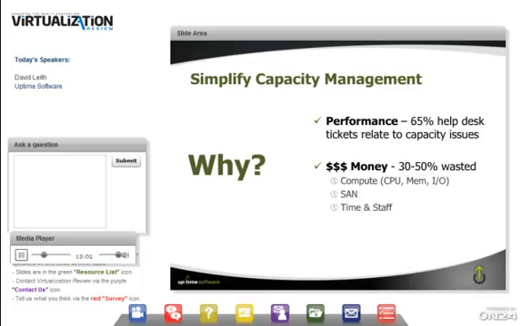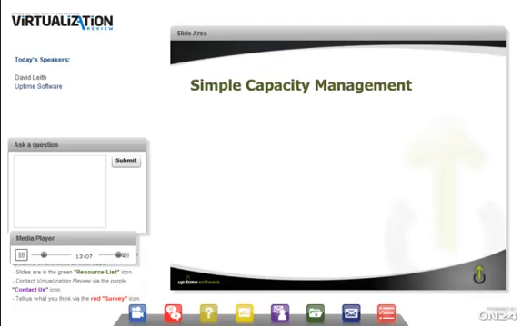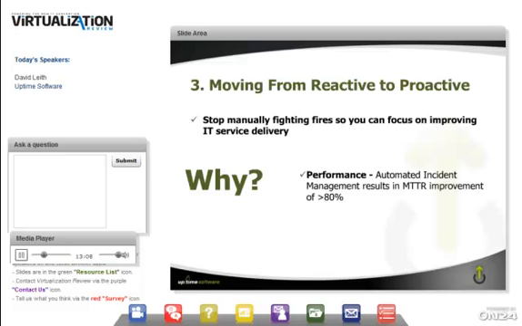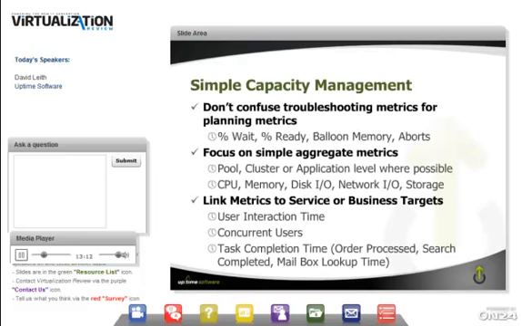There we go. So, simple capacity management. There are a few high-level rules that I like to talk about. First of all, don't confuse troubleshooting metrics for planning metrics. There's a lot of discussion in the VMware environment around percent wait, percent ready, ballooned memory, command aborts, and metrics that are very, very deep into the VM and physical hardware level. But those really aren't planning metrics.